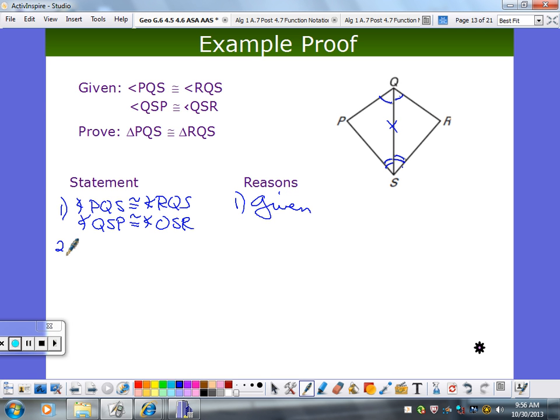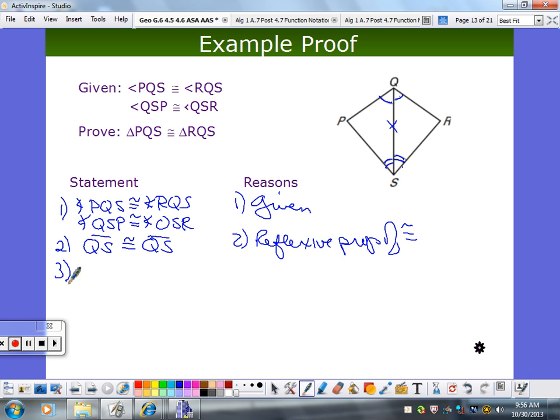All right, now, Asa told me that this is congruent to itself because of the reflexive property. So QS congruent to QS, reflexive property of congruence. And I'm ready for my conclusion, because I have to show one of those congruence theorems or postulates, and I did. We showed angle, side, angle. So 3 steps, that's all it took. That's not so bad. Not bad for a proof. Is it?